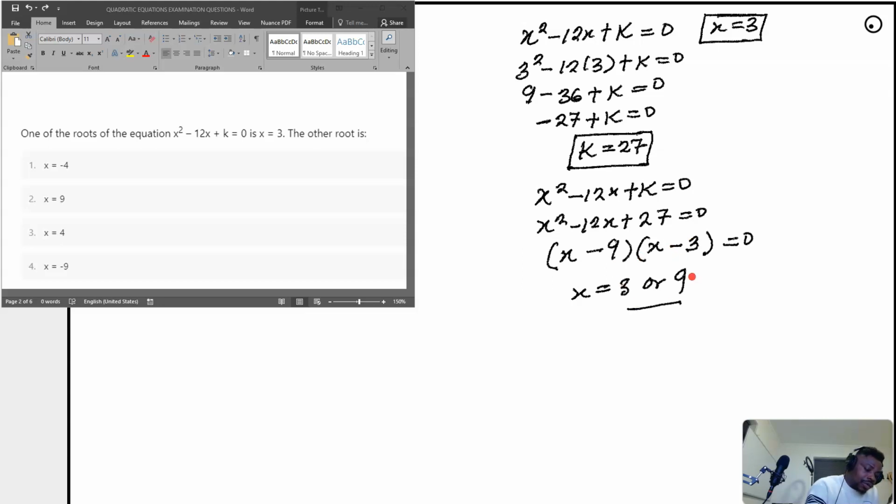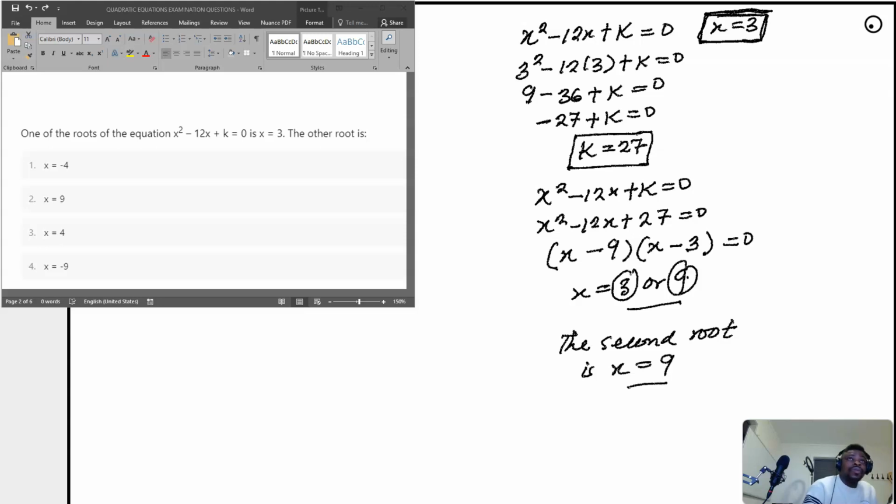So you can see the roots of the equation are 3 or 9, and we are given the first one to be 3, so the next one is 9. So the second root is x equals 9. So that is option 2.